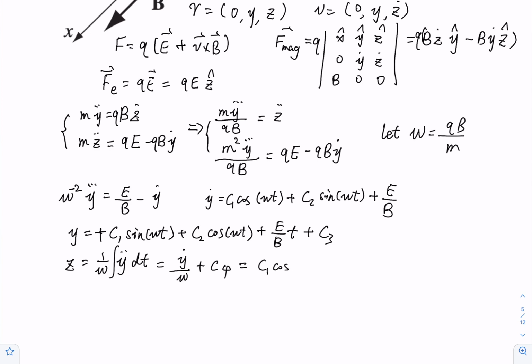C1 cosine omega t plus, sorry, it should be minus C2 sine omega t, and plus E over B omega plus C4.